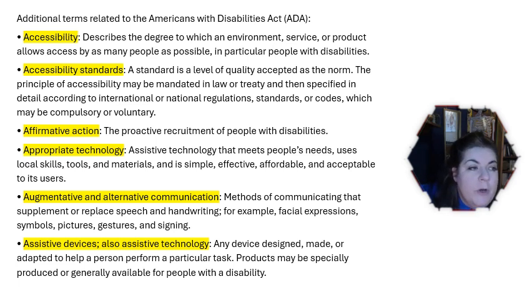All right, everyone, we're going to talk about some additional terms covered underneath the ADA, the Americans with Disabilities Act. Now, I brought up accessibility earlier. Accessibility describes the degree to which an environment, service, or product allows access by as many people as possible, in particular with people with disabilities.